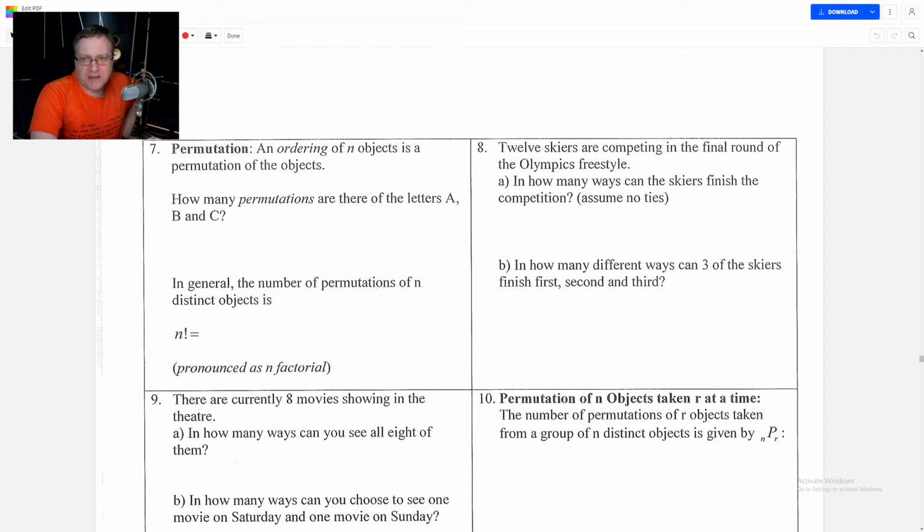Hello, pre-calc class. We're going to continue with what we were talking about yesterday. Yesterday we were talking about counting, and we talked about some simple counting methods, the multiplication rule, and such. Today we are going to be talking about something a little bit more complicated.